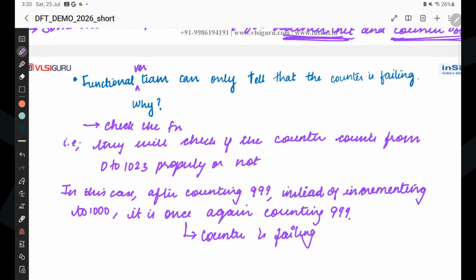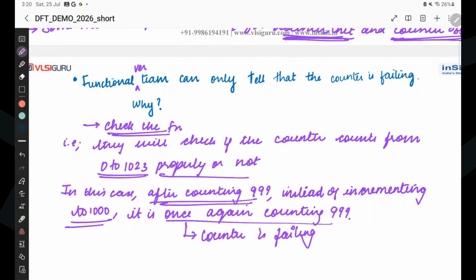So the functional verification team can only tell that the counter is failing. The reason is that they will be checking the functionality. Checking the functionality means, in this case, it is a 10-bit counter, so they will check if the counter counts from 0 to 1023 properly or not. In this case, after counting 999, instead of incrementing to 1000, it is once again counting 999. So that's why the counter is failing.